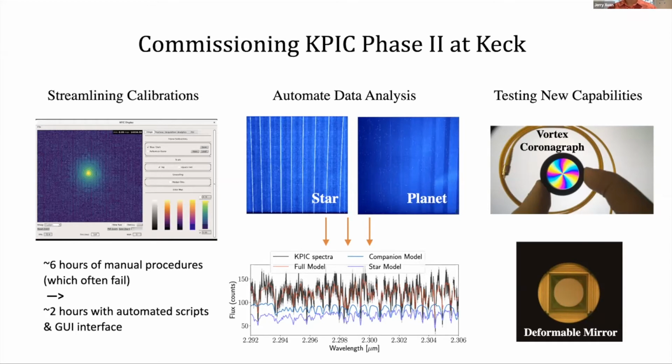I'm also working with others in the Keck team to test new capabilities in phase 2, which include the vortex coronagraph to do the vortex fiber nulling, and also a high order deformable mirror, which helps us suppress starlight.